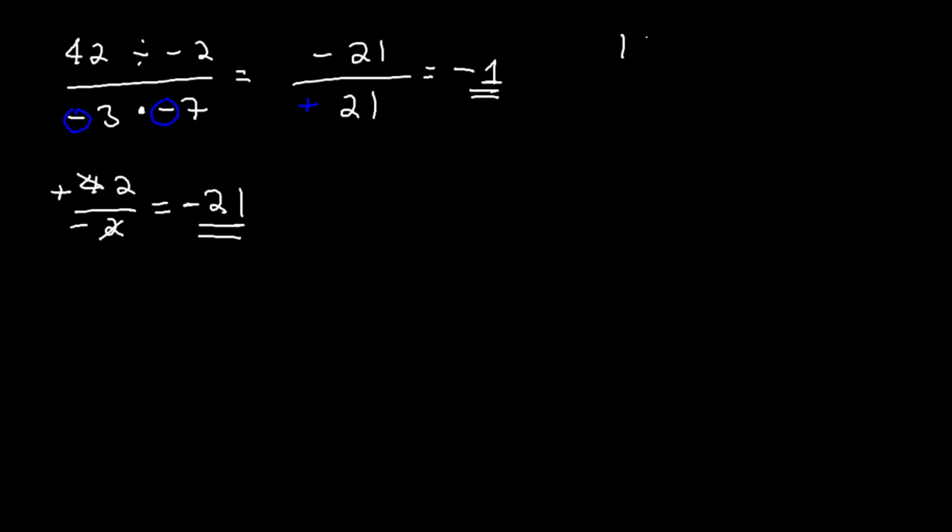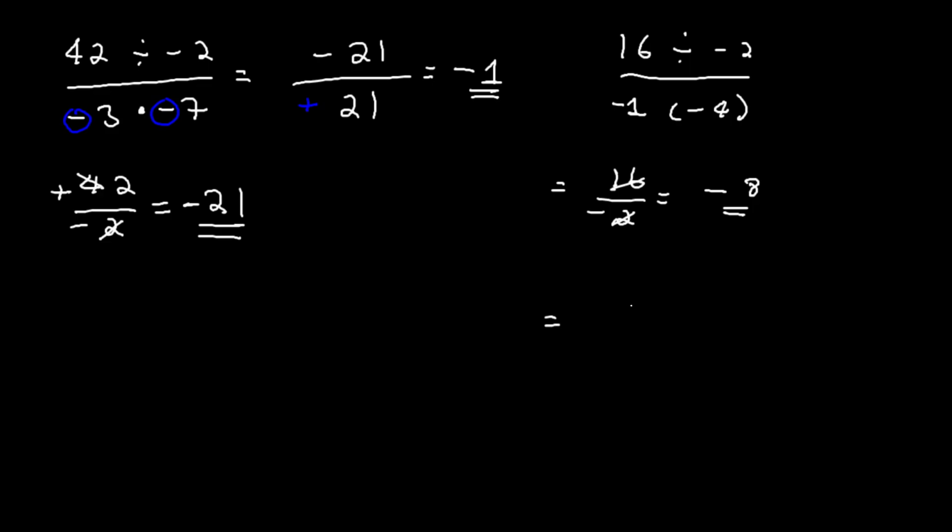Here's another one. Try it by yourself. 16 divided by negative 2 over negative 1 times negative 4. So let's solve the upper part. Let's solve 16 divided by negative 2. Our answer will be negative. And 2 goes into 16 8 times. So the upper part, we have negative 8.